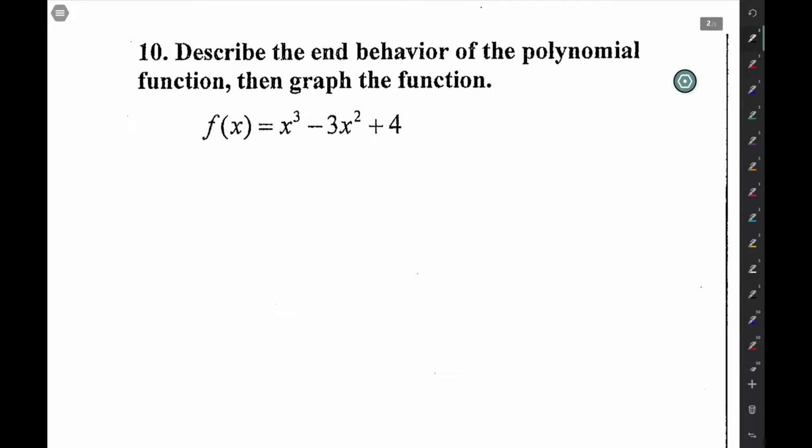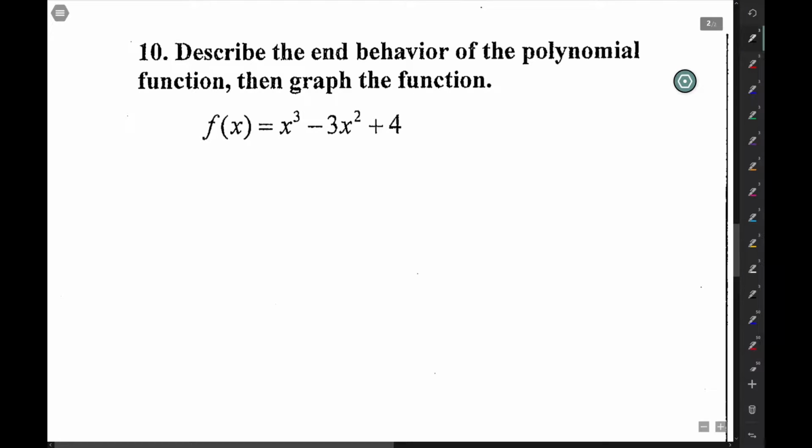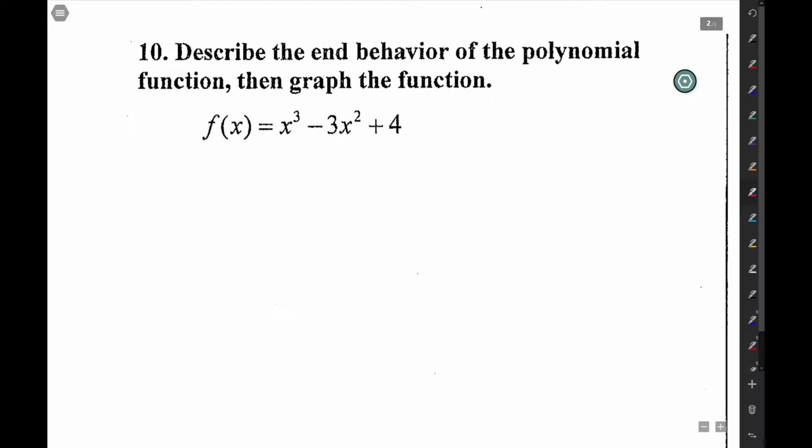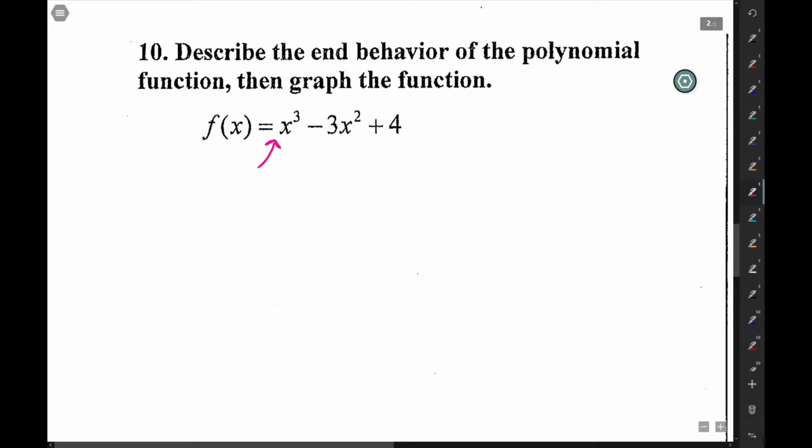All right, we're going to go over the back side of the review. Now it says describe the end behavior of the polynomial function, then graph the function. Let's look at this. Well, what will the end behavior be? Do we know off the top of our head? Well, the leading coefficient, that's a 1.